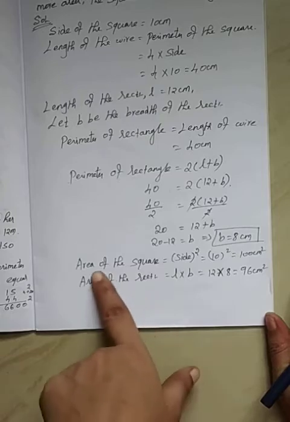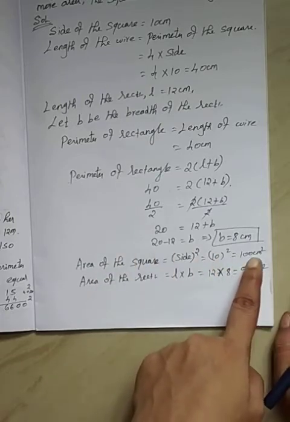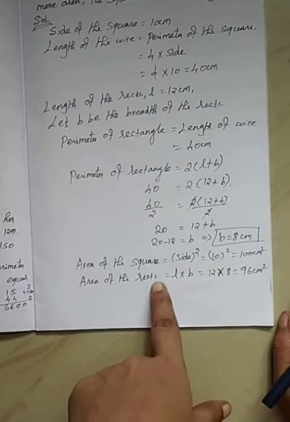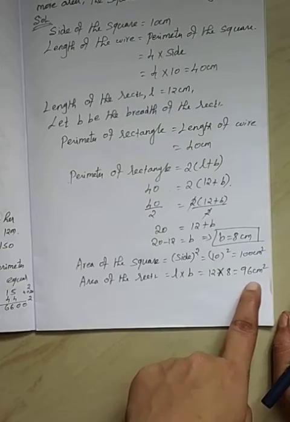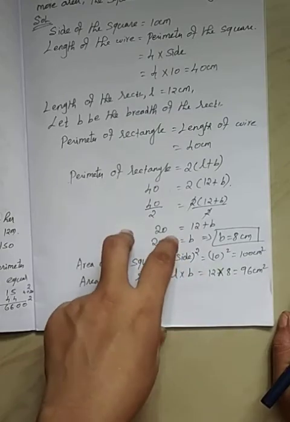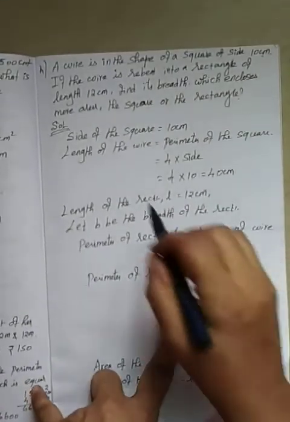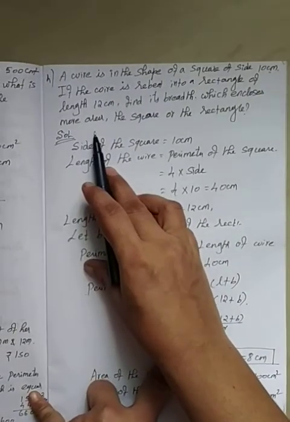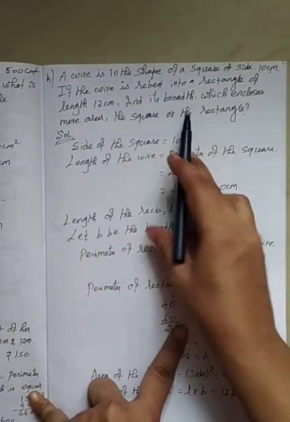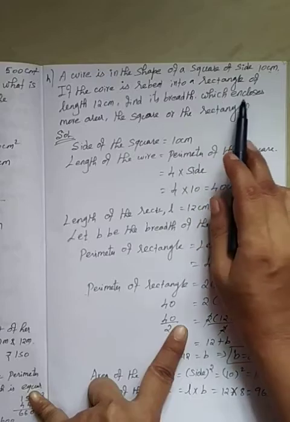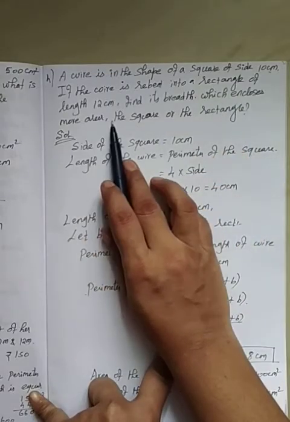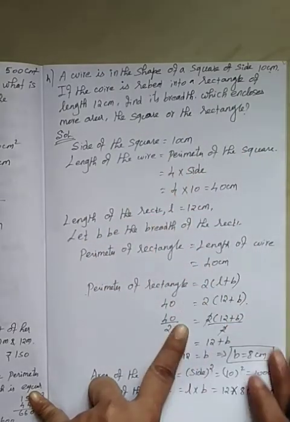Now see here, area of the square is 100 centimeter square. Area of the rectangle is 96 centimeter square. What is your question? Find the breadth, and which encloses more area. Okay, you got it. So the square or the rectangle.